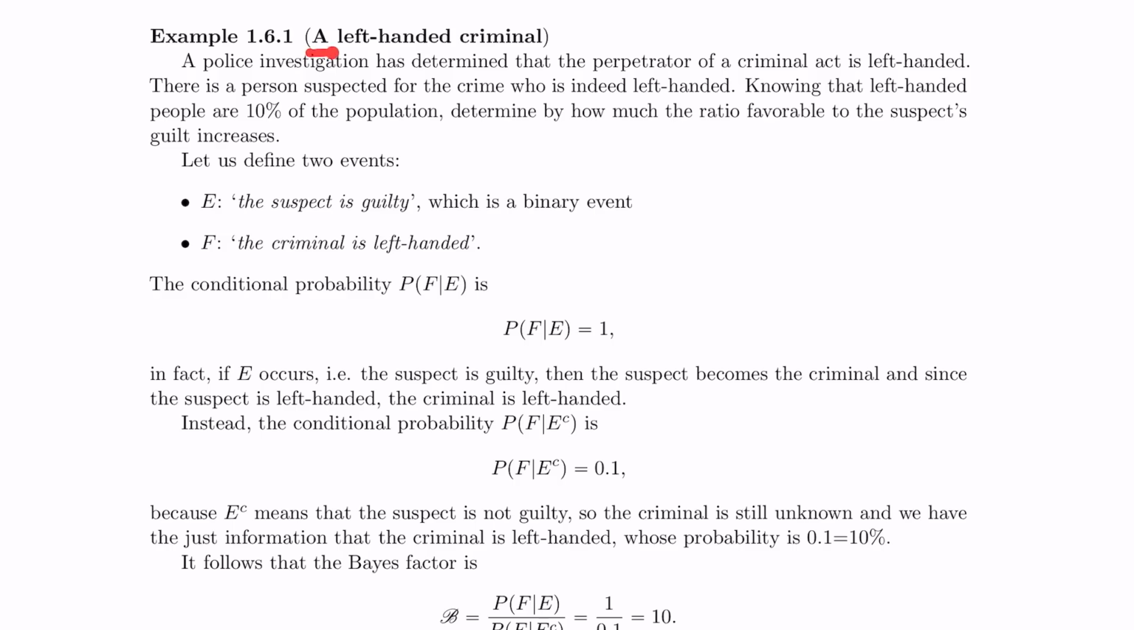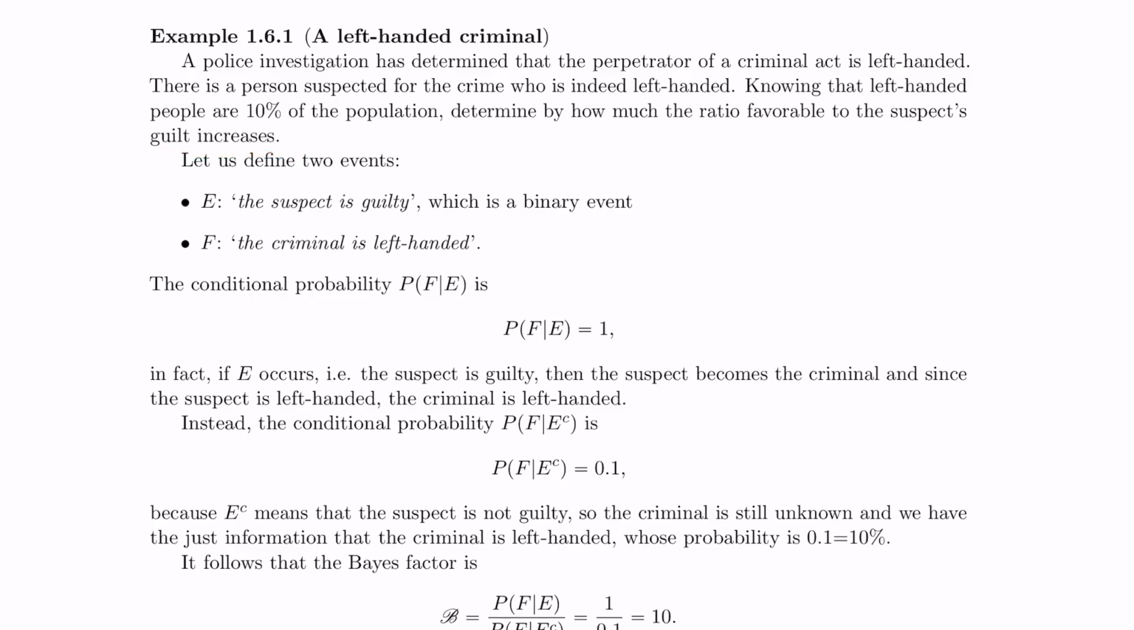Let's read together the quite famous example of the left-handed criminal. A police investigation has determined that the perpetrator of a criminal act is left-handed. There is a person suspected for the crime who is indeed left-handed. Knowing that left-handed people are 10% of the population, determine how much the ratio favorable to the suspect's guilt increases.